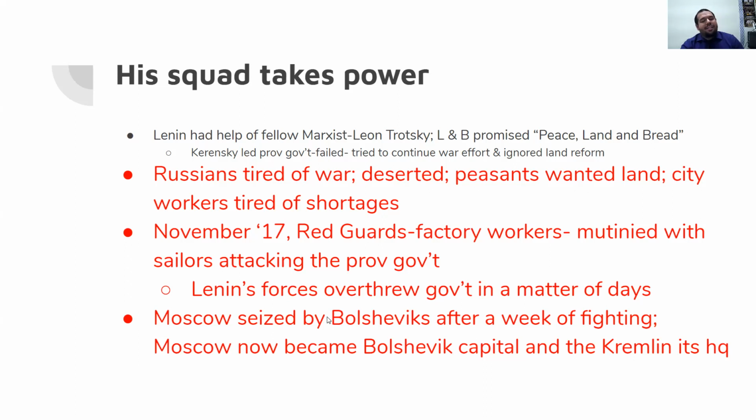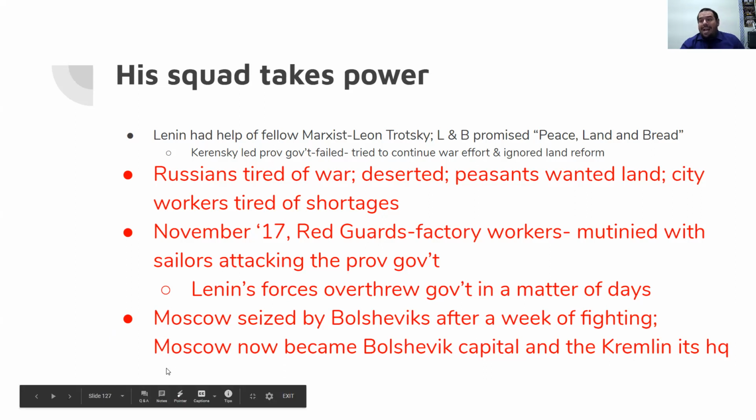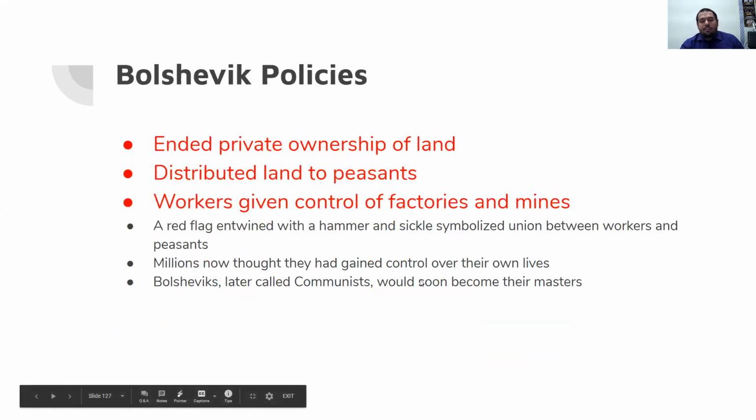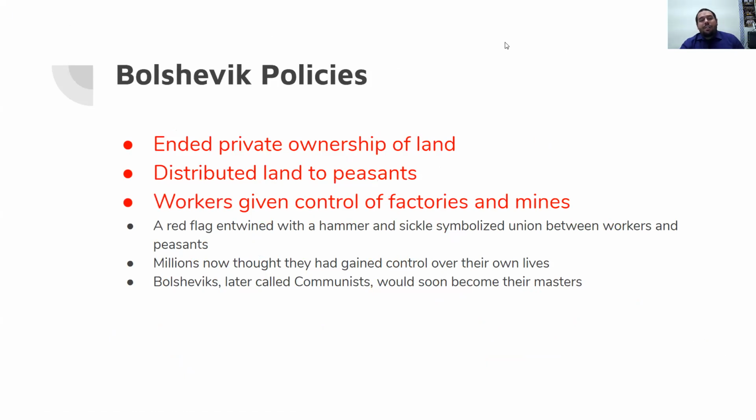Moscow was seized by the Bolsheviks after a week of fighting, and Moscow now became the Bolshevik capital, and the Kremlin its HQ. The Kremlin is another term like the White House is for America. The Kremlin is like the Capitol building in Russia. So what were the Bolsheviks' policies?